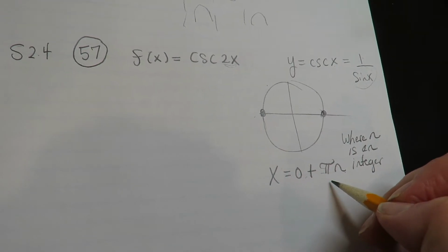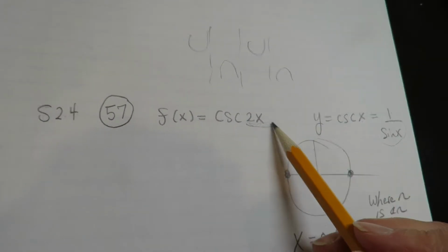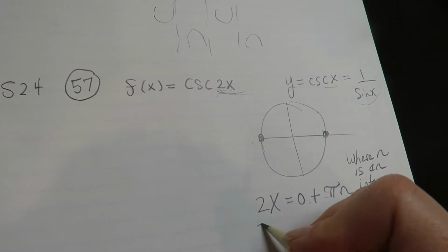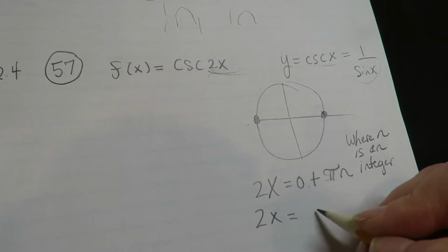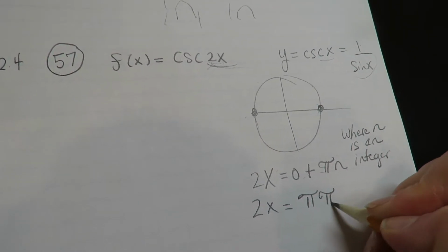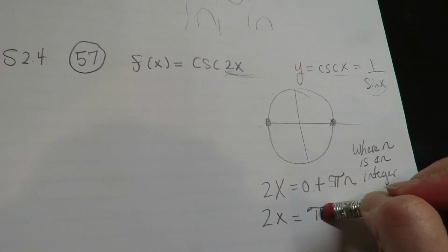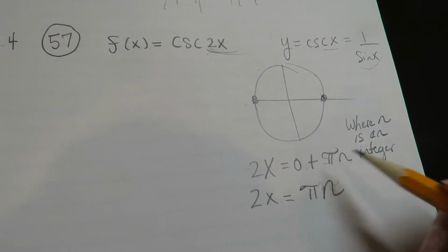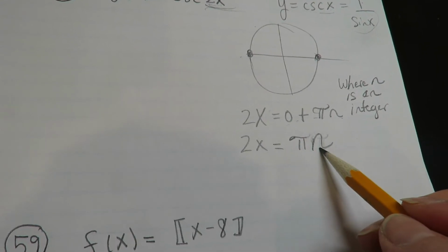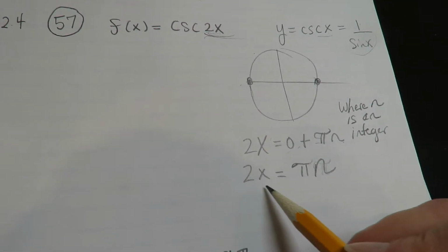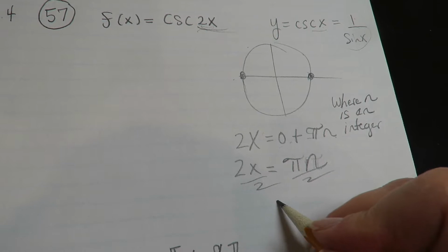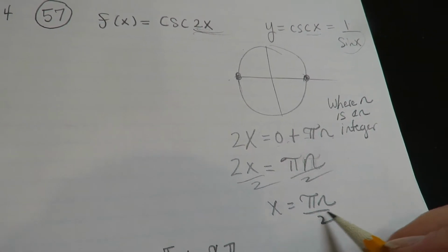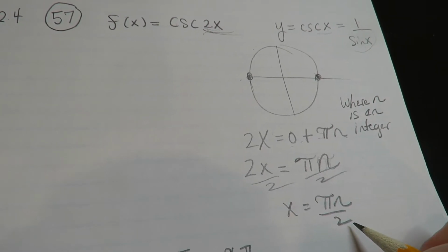So this is where we then put the 2 in, because it's not x, it's actually 2x. All right, so it would be 2x equals, and because it's plus 0, we can ignore the 0. We don't need to worry about the 0. So 0 plus pi n is pi n, and then we can just divide off the 2 at the last part. So the VAs are going to occur at pi n over 2.